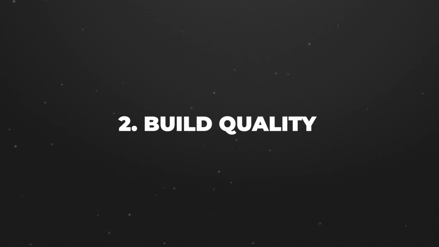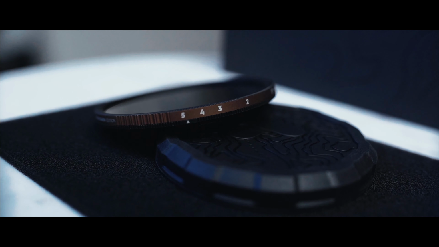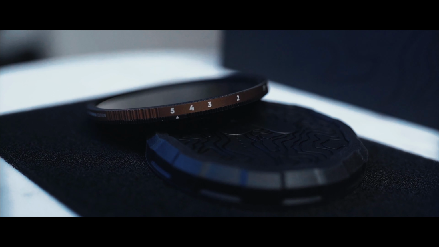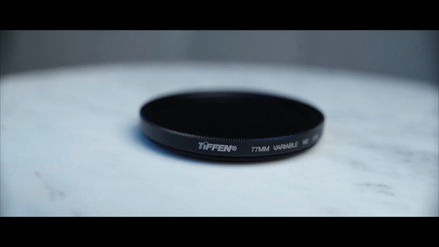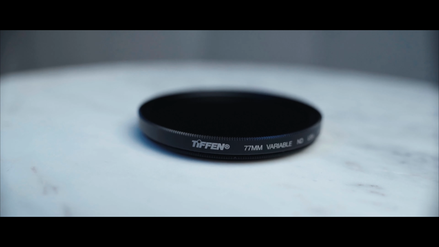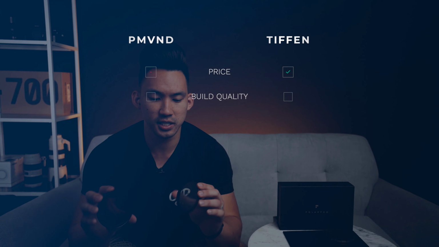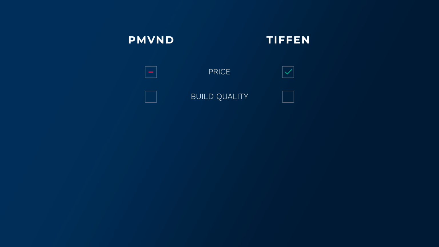All right, so now we're going to be comparing the build quality of each of the ND filters. Looking at both of them, the Peter McKinnon one is very thin and lightweight compared to the Tiffen one, which is a little bit bulkier and a little bigger in width. So comparing those two, I'd have to go with the build quality of the Peter McKinnon. Even though it's pretty comparable, the Peter McKinnon is lighter.